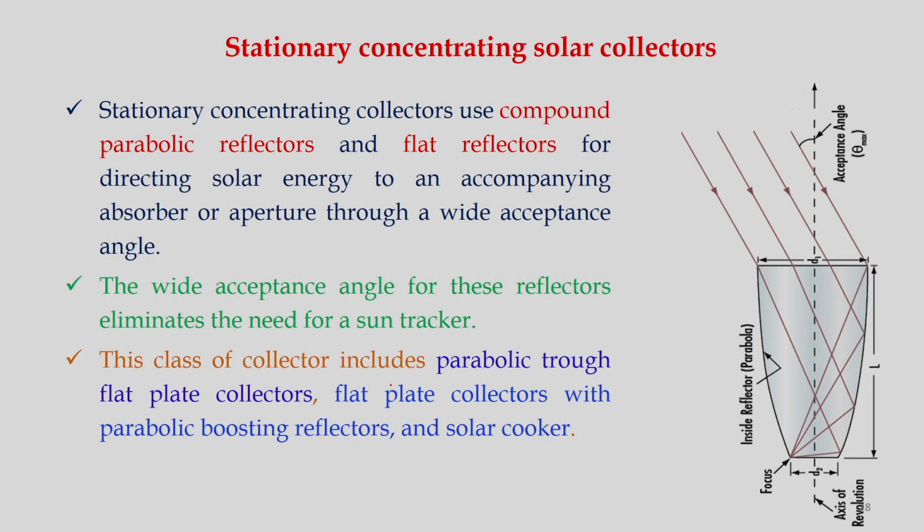So, this class of concentrator includes parabolic trough, flat plate collectors with parabolic boosting reflectors, and solar cookers. Okay. So, these are the technologies normally used for making this high heat production system. In this kind of technology, concentration ratios can be improved, maybe up to 4 or 5.